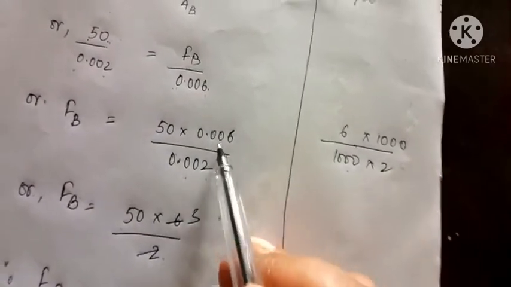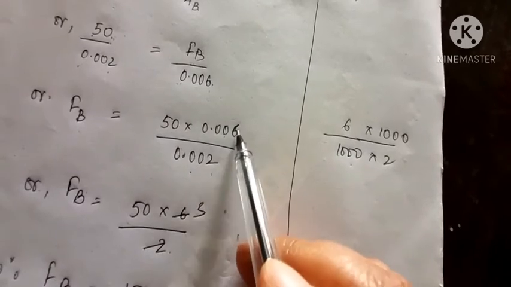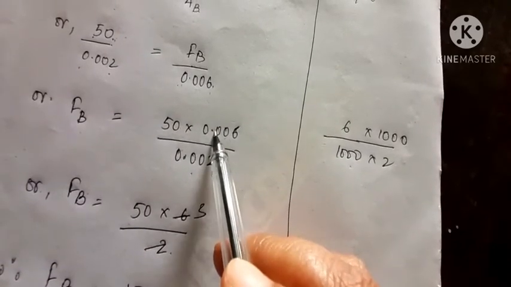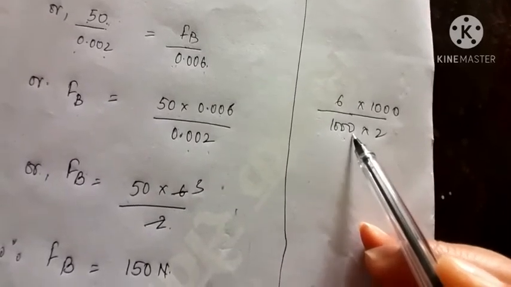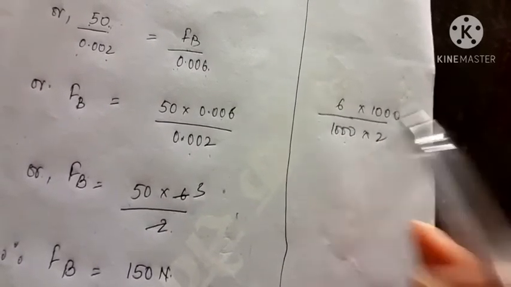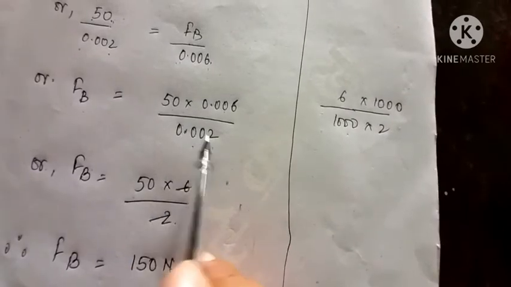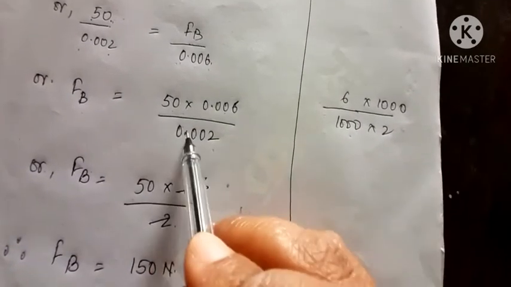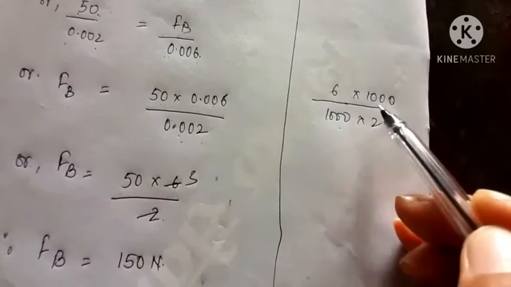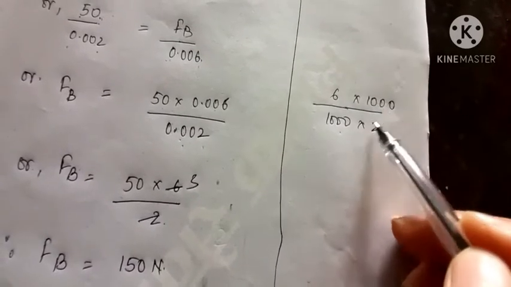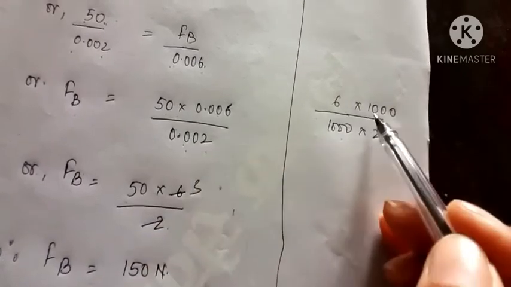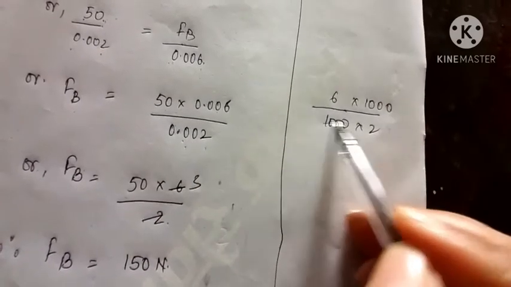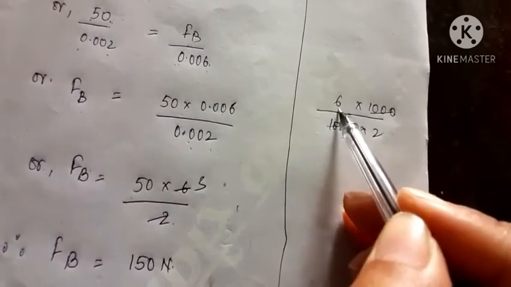Since I have the decimal in front of 1, 2, 3 places, to remove this decimal, 6 will be divided by 1, 2, 3 zeros, and 3 zeros and 1 means 1000. Here also I have the decimal in front of 1, 2, 3 places. So to remove this decimal, I have to multiply in the reverse. In the reverse means above 2 I have to multiply with 3 places, 3 zeros. So this 1000 and 1000 will get cut, so it will be 6 divided by 2.